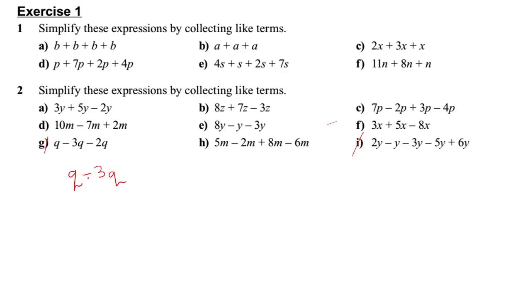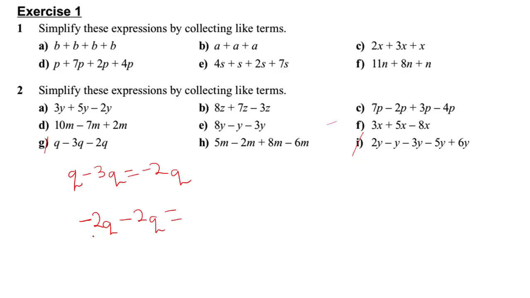So 1q take away 3q is equal to negative 2q, if you want. You can do that bit first. So 1q take away 3q is going to be equal to negative 2q, because 1 minus 3 is equal to negative 2q. Now, once you've got this negative 2q, you're going to take away this one. So you're going to say the negative 2q that you had, you're now taking away the other 2q.